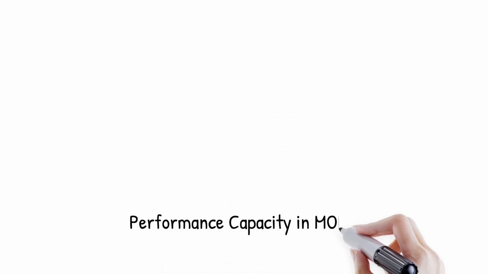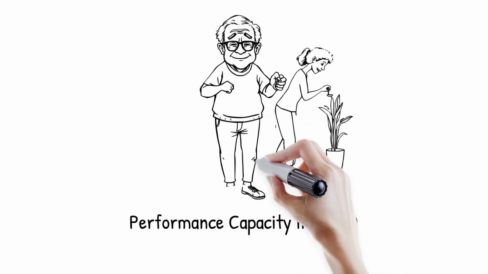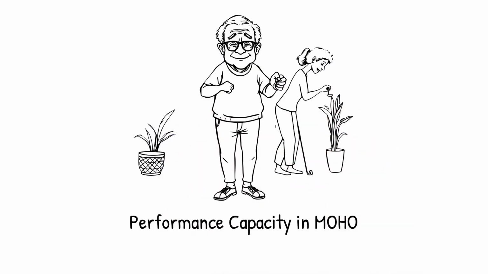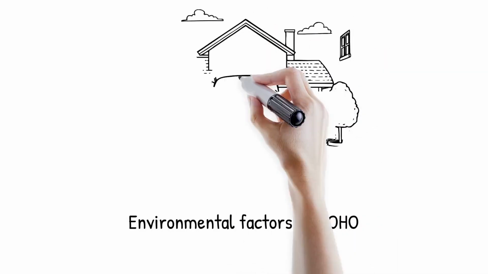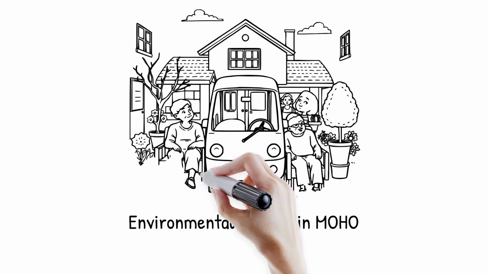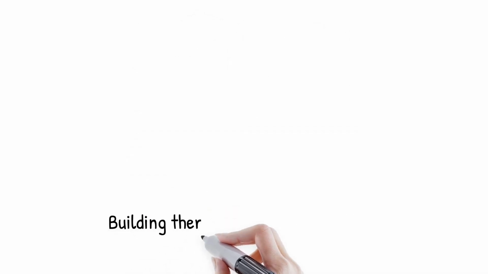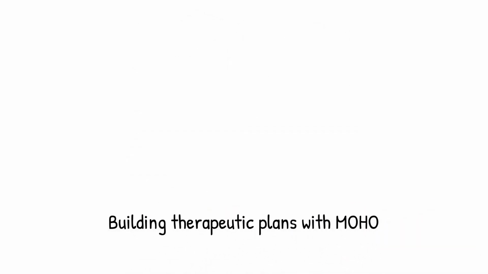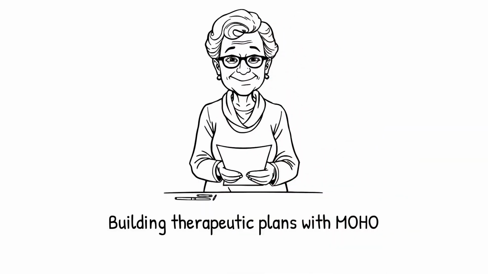Performance capacity addresses physical and mental functioning, like balance, memory, or dexterity, and how it affects occupational performance. Environment includes the physical space, social expectations, cultural norms, and institutional rules. Think noisy spaces, limited transport, or rigid routines in residential aged care. MOHO supports us to build therapeutic plans that are holistic and personalized, addressing all 4 systems to enhance daily occupations.